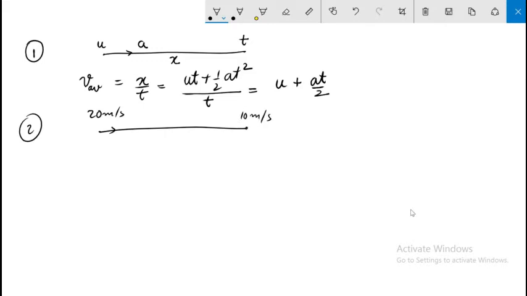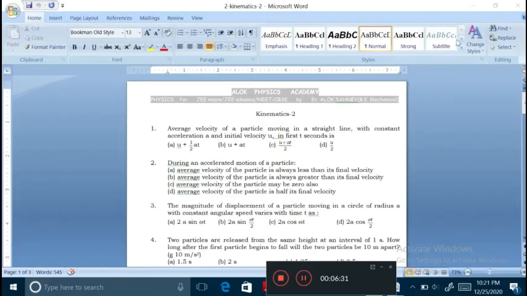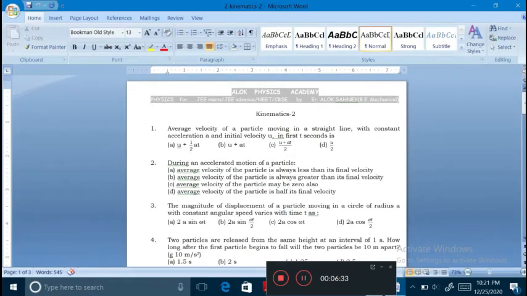Let us say its initial speed is 20 meters per second and it uniformly decelerates to a speed of 10 meters per second. If the deceleration is uniform, then for this interval the average velocity will be 15 meters per second, initial plus final by 2. Now this is more than the final velocity, right? So this shows that option A is clearly wrong.